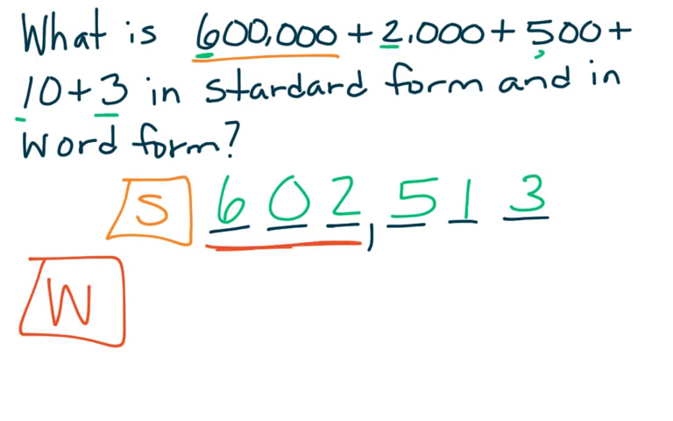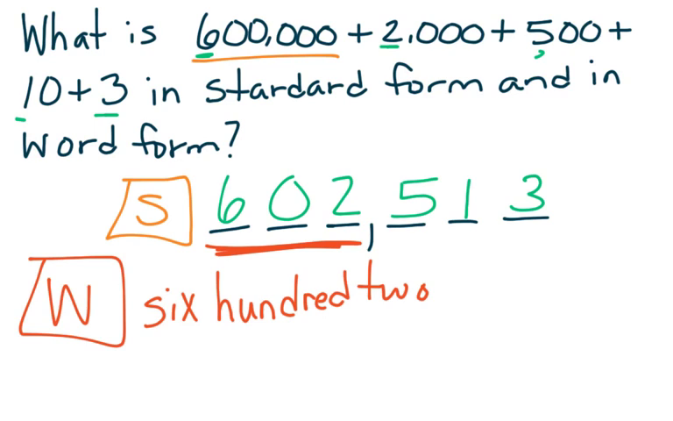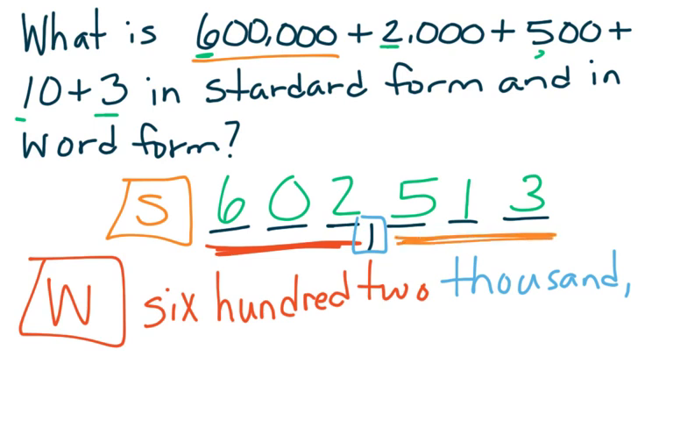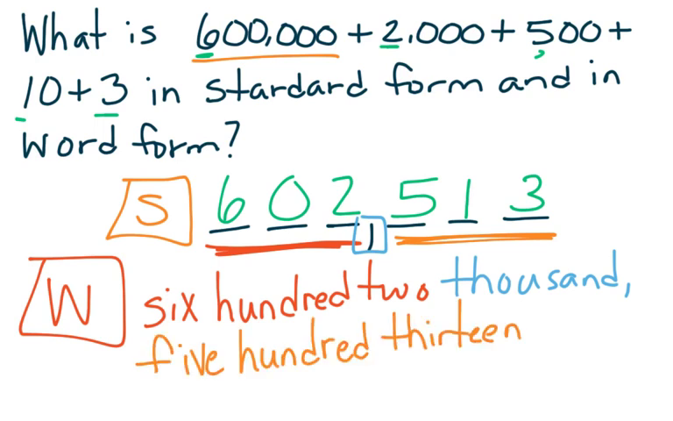I'm going to read one period at a time. So I'm going to start with 602. And then I say my period name when I see my comma, which is 1,000. And then I read my ones place, or my ones period, as 513. And I would write 513 in words. And that's how I go from expanded form down to standard form and word form. Expanded form to standard form, write all those little lines so you don't miss a place value. And then word form, we're going to read one period at a time.